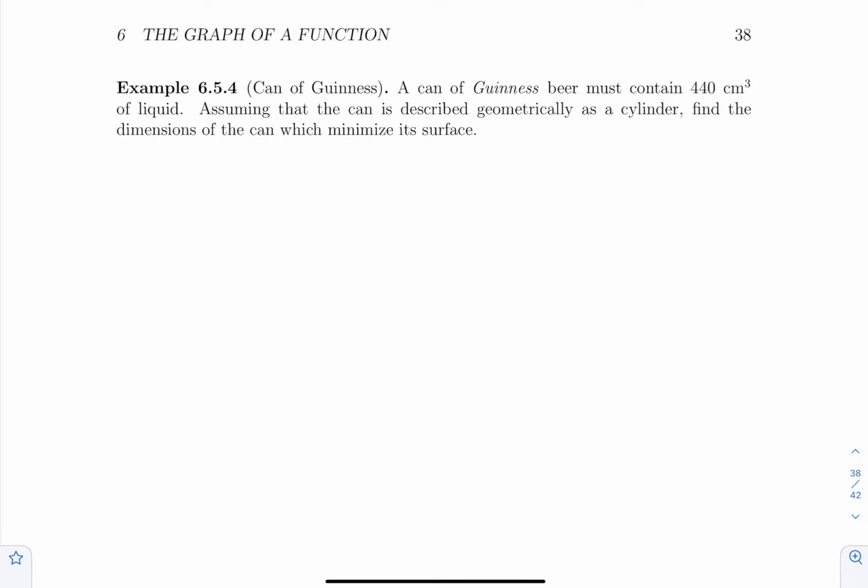Hello everyone. Let's do more examples of applied optimization problems. The first example is one of my favorite for obvious reasons. Okay, so here we go.